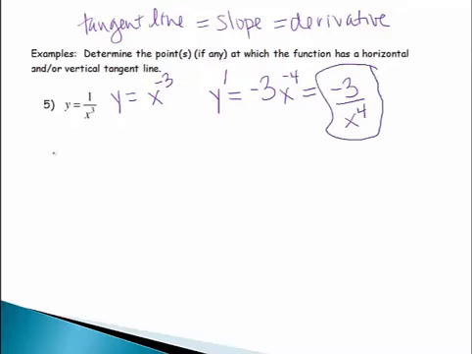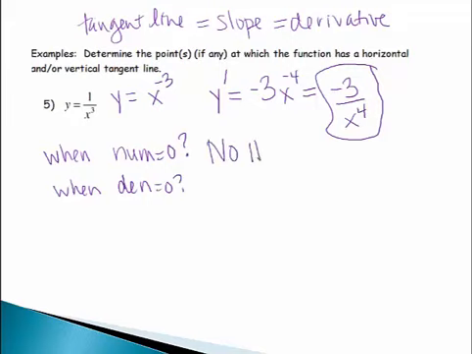Okay? When will the numerator equal 0? When will the denominator equal 0? Those are the questions. Will this numerator ever equal 0? Can I ever make negative 3 0? No. So there will be no horizontal tangent lines. Okay? Will my denominator ever equal 0? Sure. When x equals 0. So at this point I would say I'm going to have a vertical tangent line at x equals 0.